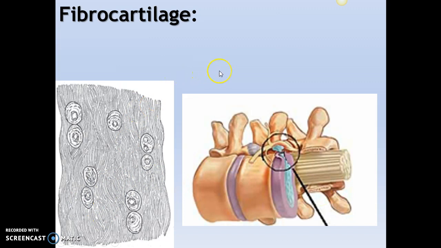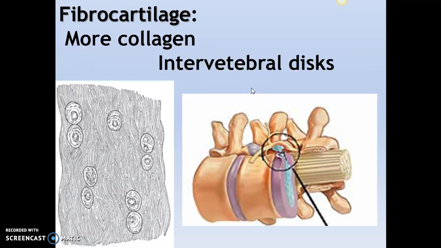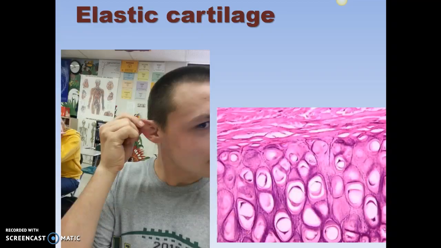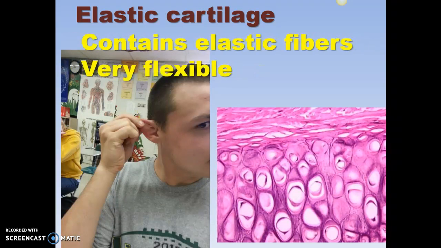It's got the nice fibers in it. And again, the little chondrocytes there look like eyeballs next to each other. And it has a lot of collagen. It's strong. It's between the discs, so you can bend and stretch and turn and twist without throwing your back out every time. Elastic cartilage, as it says, elastic. Contains elastic fibers. It's very flexible. And it looks like this under the scope.